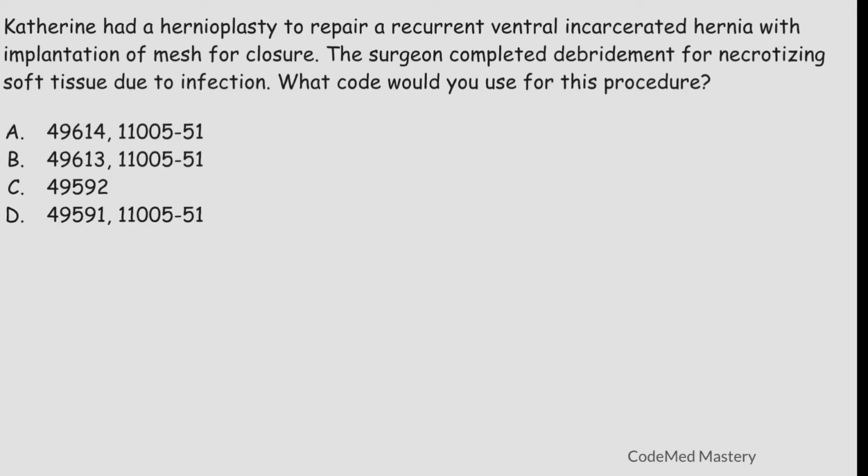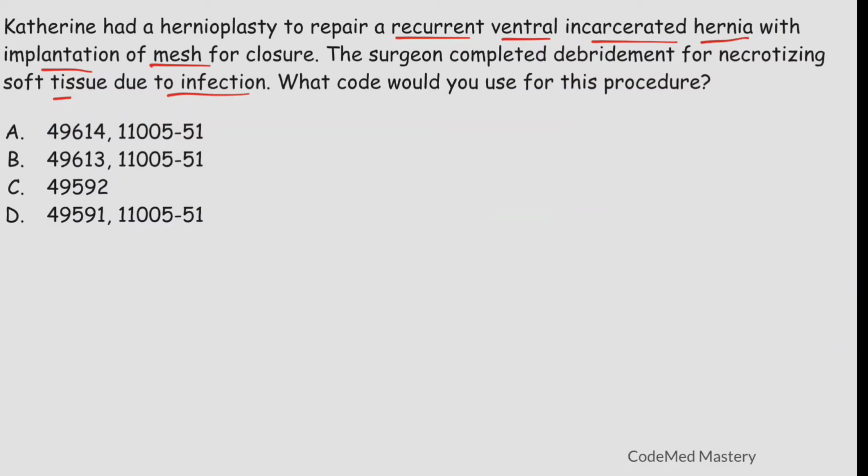Catherine had a hernioplasty to repair a recurrent ventral incarcerated hernia. Recurrent ventral incarcerated hernia, I'll highlight the main terms, with implantation of mesh for closure. The surgeon completed debridement for necrotizing soft tissue due to infection. What code would you use for this procedure?